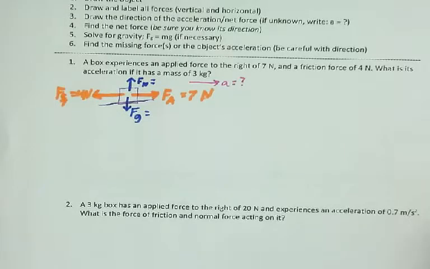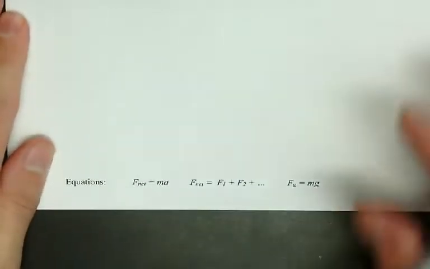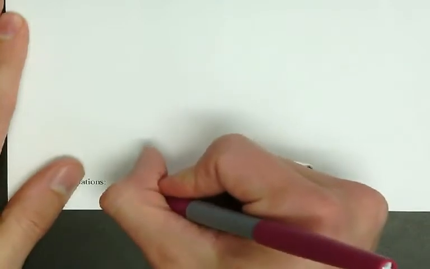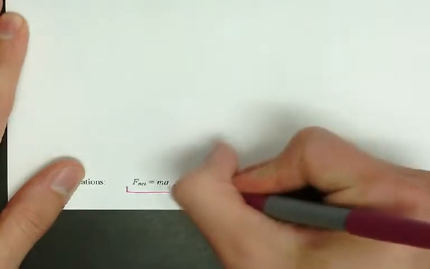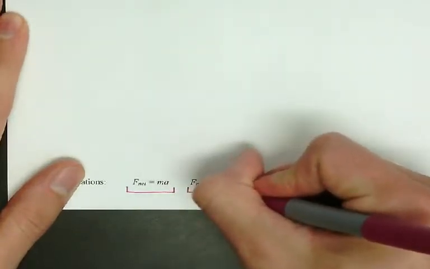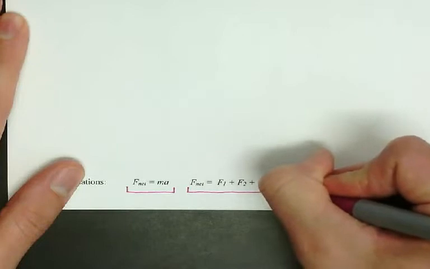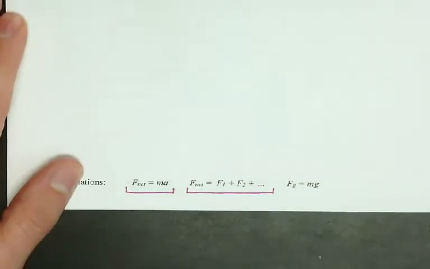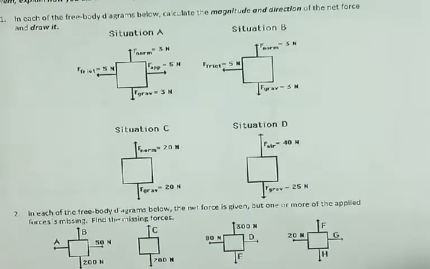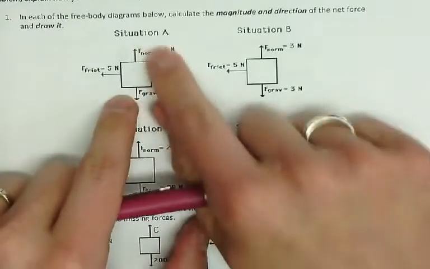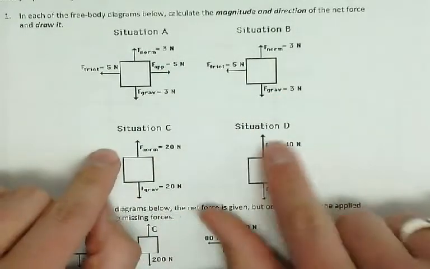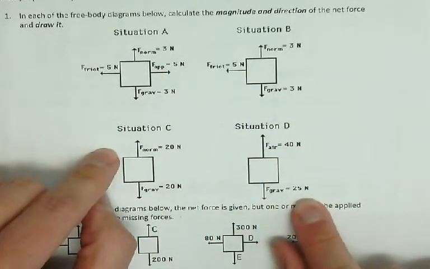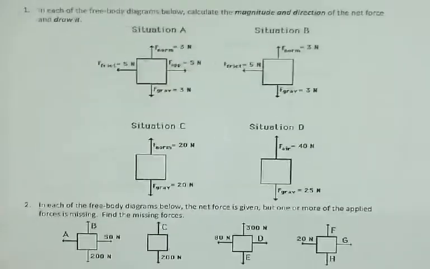Okay, then I find the net force. This is where we jump down to the bottom of the page and we look at the 2 equations that we have. The 2 equations we have are F net equals ma and F net equals F1 plus F2 plus so on. And if you're saying to yourself, well, what are these equations? We haven't seen these before. Sure you have. In this first one, you did F1 plus F2 equals the net force. So you've done that before already in number 1.